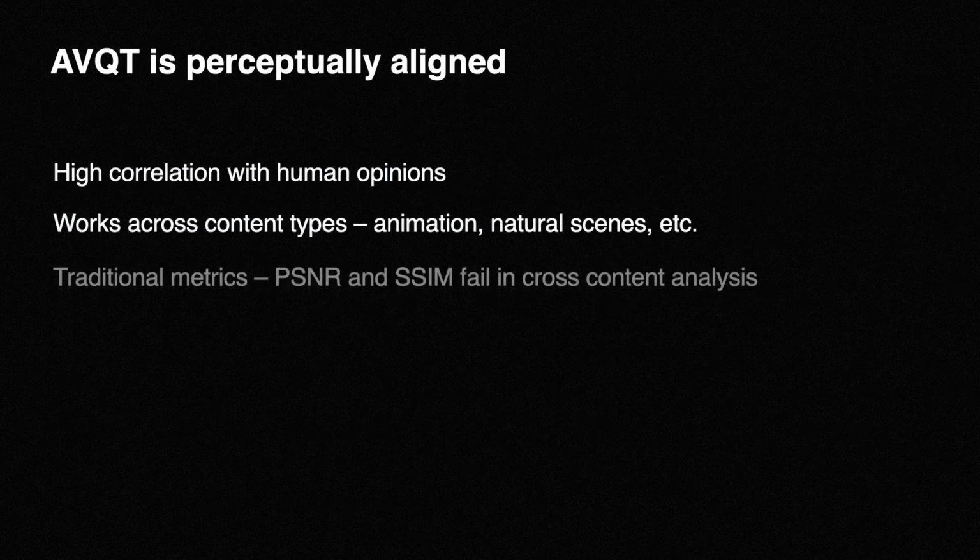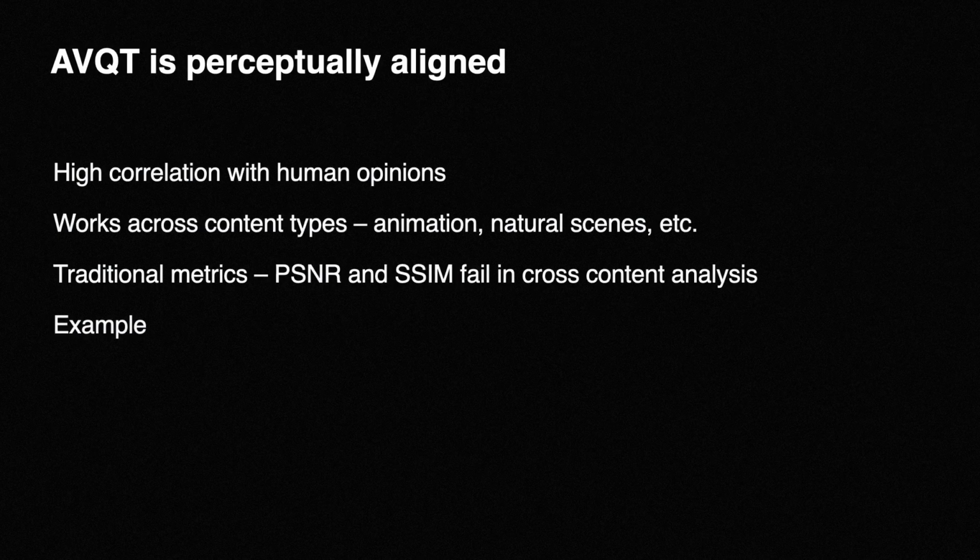AVQT correlates well with human opinions on video quality, and it works well across content types such as animation, natural scenes, or sports. Now, we have found that traditional video quality metrics such as PSNR and structural similarity, or SSIM in short, typically do not work well across content types. Let's look at one example.